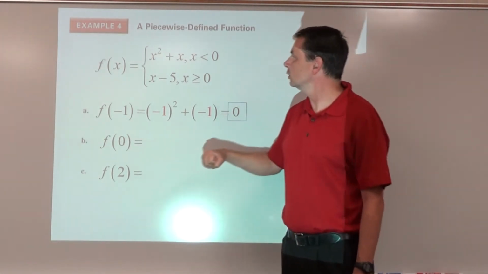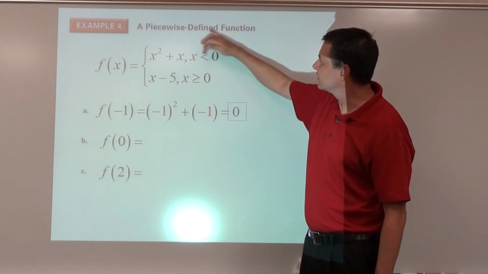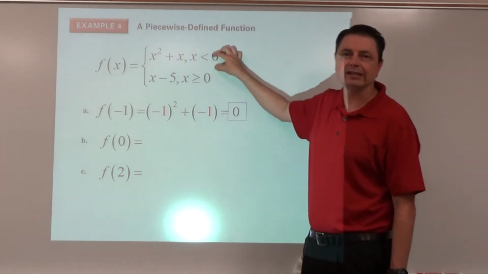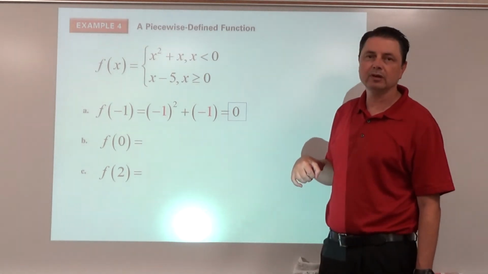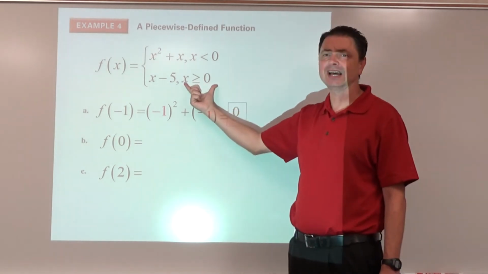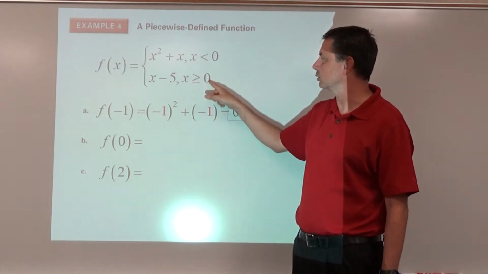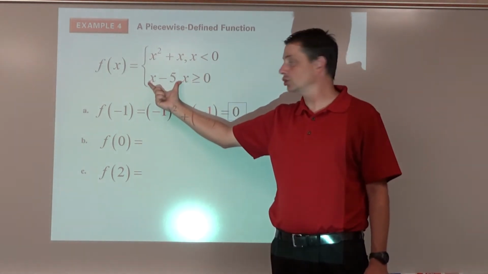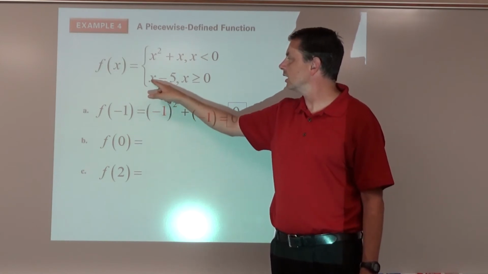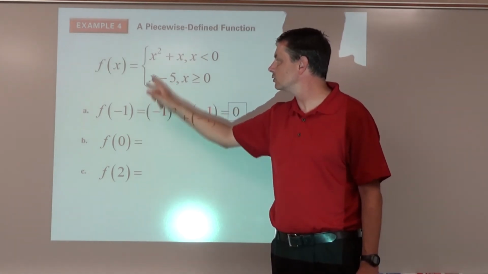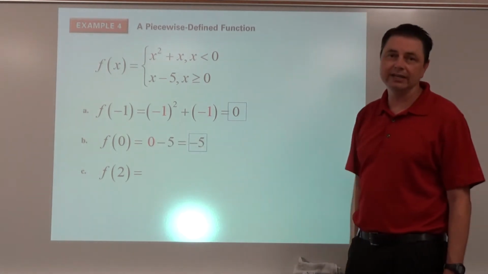f of 0, well, 0 is not less than 0, so it doesn't satisfy the top criteria. It does satisfy here. 0 is greater than or equal to 0. So this is the one that we're going to choose. We're going to substitute, replace x with 0. So 0 minus 5, and we would get negative 5 there.